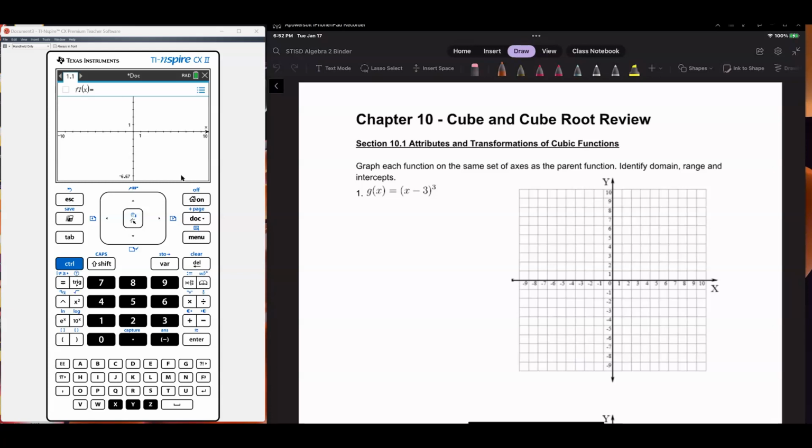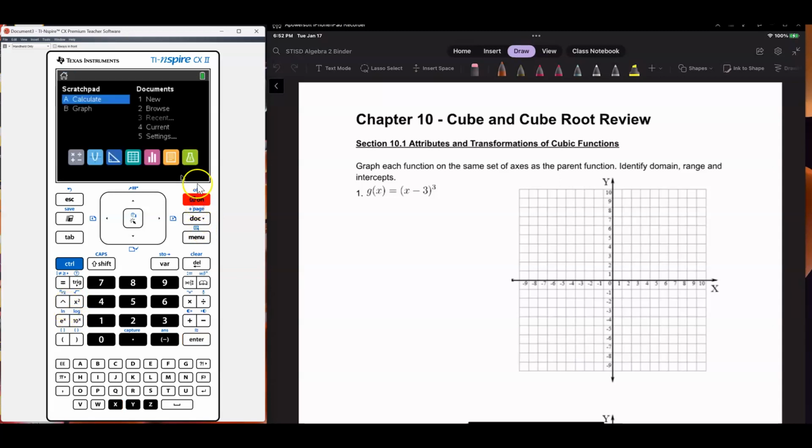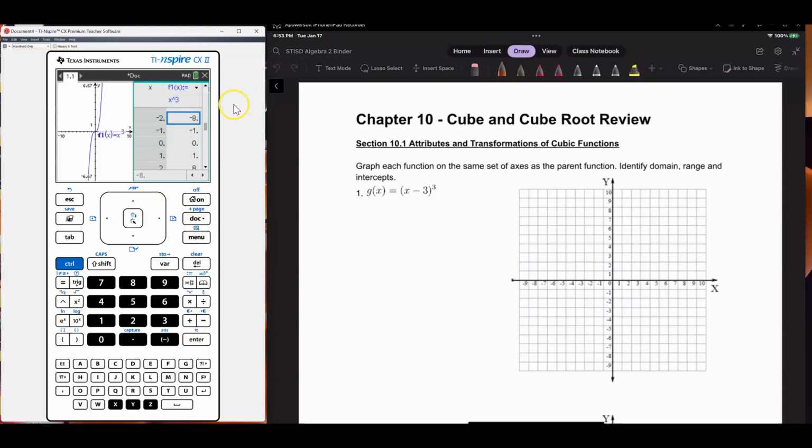I'm planning to do the review with you, not the entire review, but just the odd numbers. It says graph each function on the same set of axes as a parent function. So this is a cube function, so I'm going to type in x to the power 3. And what I'm going to do is go to the table. I do expect you to write the table down.